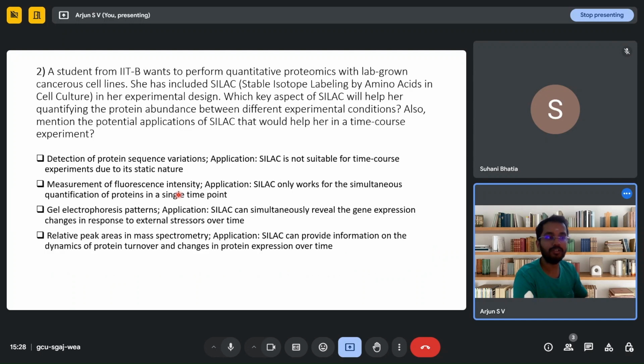So moving on, a student from IIT Bombay wants to perform quantitative proteomics with lab-grown cancerous cells. She has included SILAC, which is stable isotope labeling by amino acids in cell culture, in her experimental design. Which key aspect of SILAC will help her quantify the protein abundance between different experimental conditions? Also, mention the potential applications of SILAC that would help her in a time course experiment.